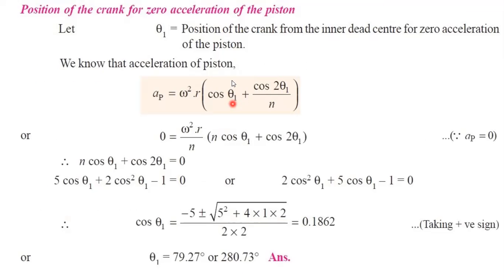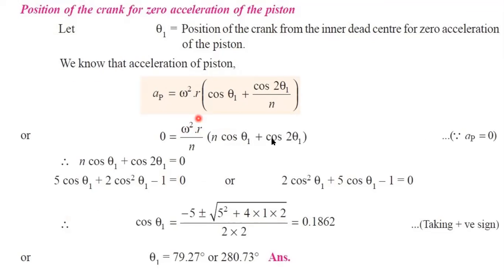So theta 1 is the new position of the crank which we need to calculate, and they have clearly given that acceleration of the piston is 0. So substitute 0 for acceleration of the piston, so Ap is equal to 0. Omega we already know, so omega square, keep as it is.